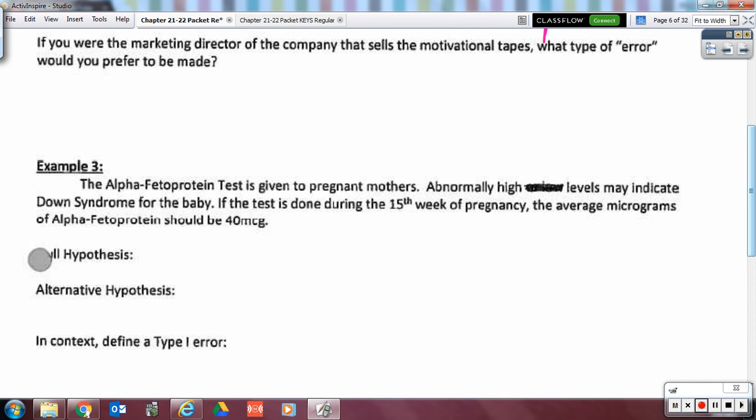If you were the marketing director of the company that sells, which type would you prefer to be made? Heck yeah, I want a type 1 error to work because I'm selling nothing and getting money for it. Okay, we will stop there. We'll probably do this example 3 tomorrow and then play a game with this because this is some deep thinking.